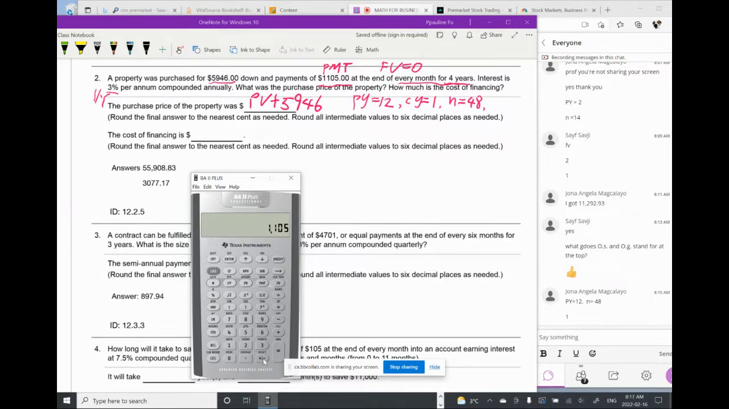So now enter $1,105, negative PMT. 3 is interest, IY. 48 is term N. Okay. So 0 is FV. Compute PV. Okay, this is our PV value.